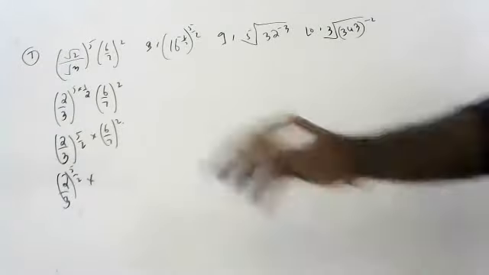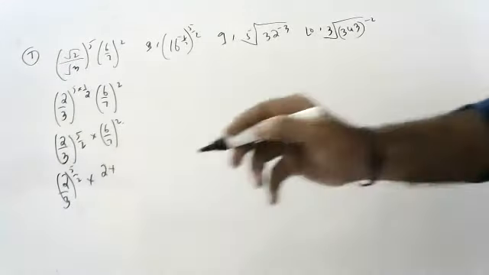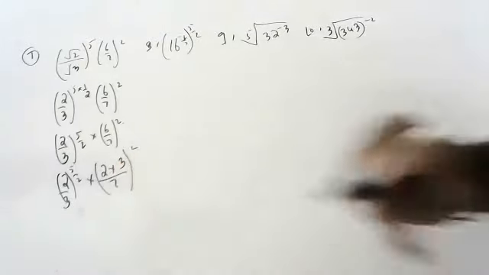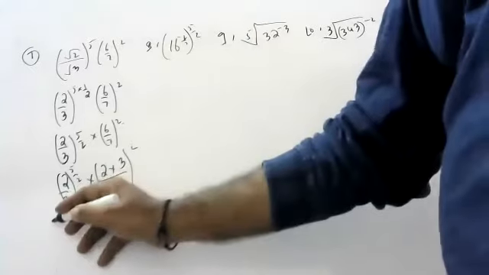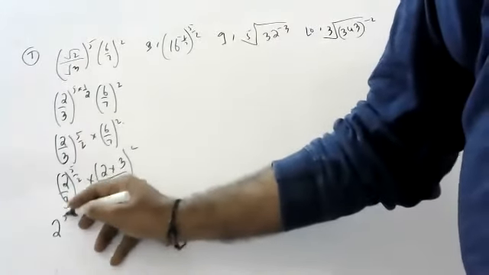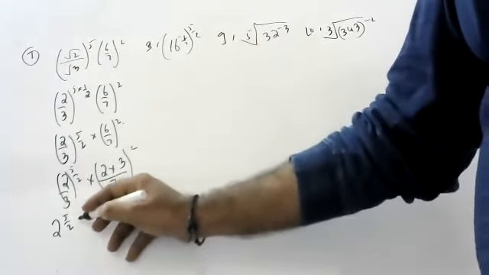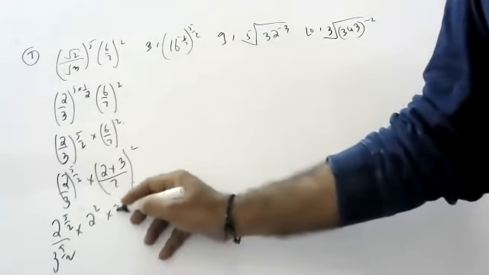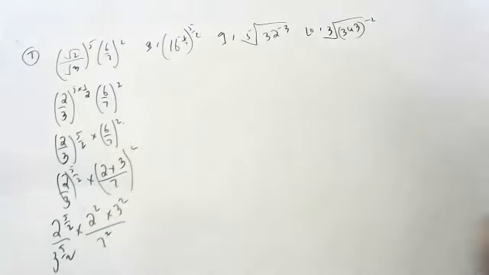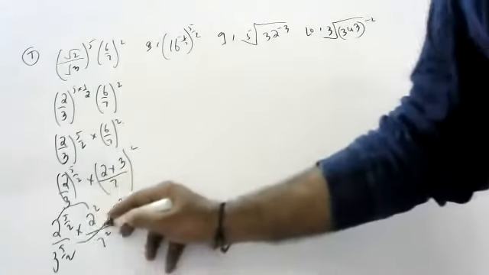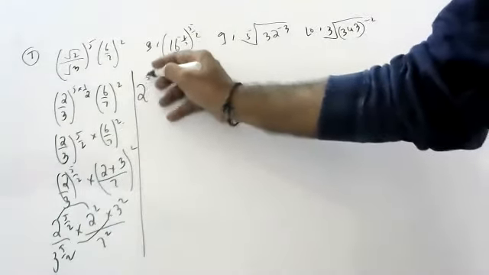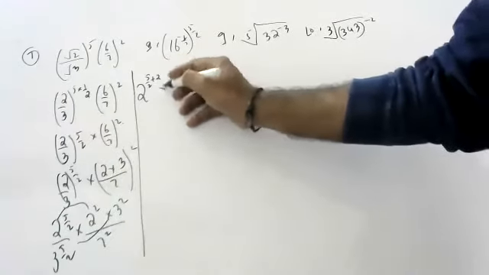2 into 3 by 7 whole power 2, squared. Okay. So what you can write: 2 to the power of 5 by 2 over 3 to the power of 5 by 2, times 2 to the power of 2, 3 to the power of 2, 7 to the power of 2. Just simplify both of these operations. When you simplify, what will it become? 2 to the power of 2 plus 5 by 2.